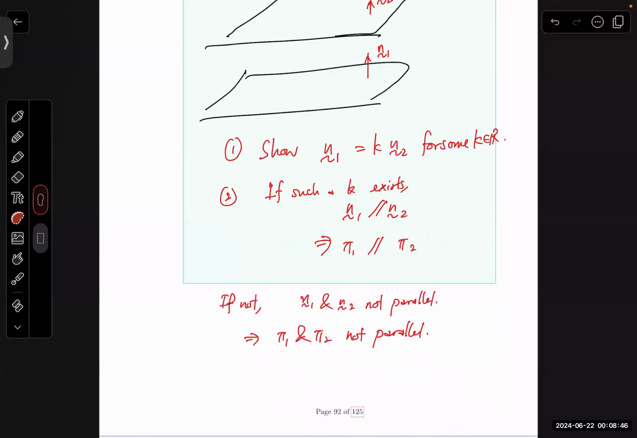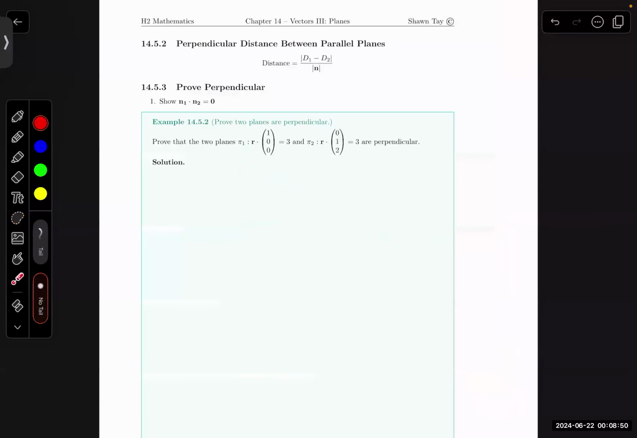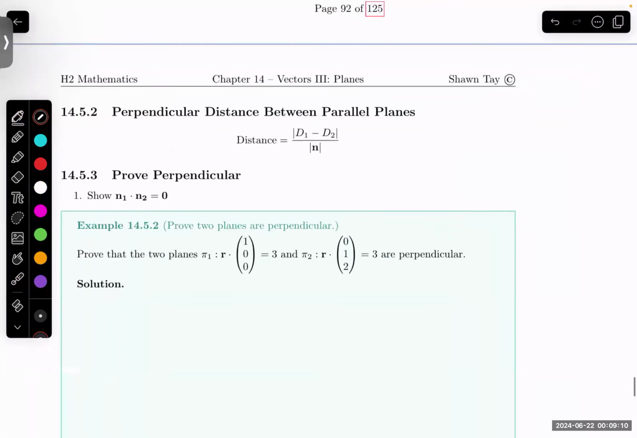Let's go on to the next one. We're going quite fast. Next one, perpendicular distance between two parallel planes. The perpendicular distance between two parallel planes is given by this. What is this? You can memorize this, but if you want, the visualization is, I'll just write down here. So it's good to memorize.